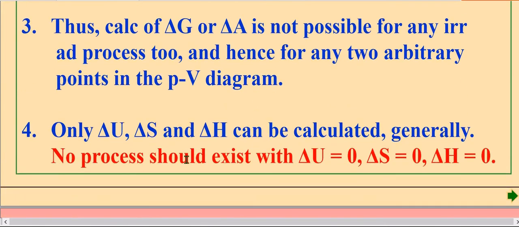So basically, the conclusion is that no process should exist with delta U equal to 0, delta S equal to 0, and delta H equal to 0. In the PV diagram, you cannot have two points which are connected. The two points are distinctly different. You try many processes, reversible, equivalent reversible paths and so on, but you cannot find that delta U is 0, delta S is 0, and also delta H is 0. Because these points cannot be characterized. How do you say that there are two different states of the same system? The system transforms from one state to another. It is not possible.